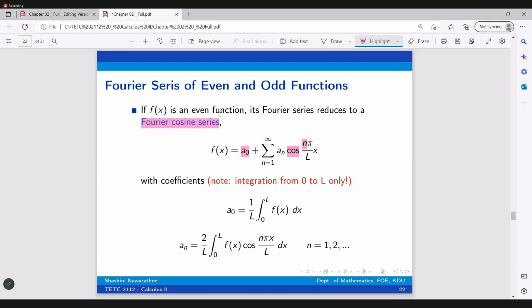That means if the function is an even function, the Fourier series has no sine terms, only the constant term and cosine terms. So if the function f of x is even, the answer has only cosine terms, and we call it a Fourier cosine series. If the function is odd, like a sine function, then the resulting Fourier series consists only of sine terms, so we call it a Fourier sine series. That is the only thing you need to know for the next chapter.